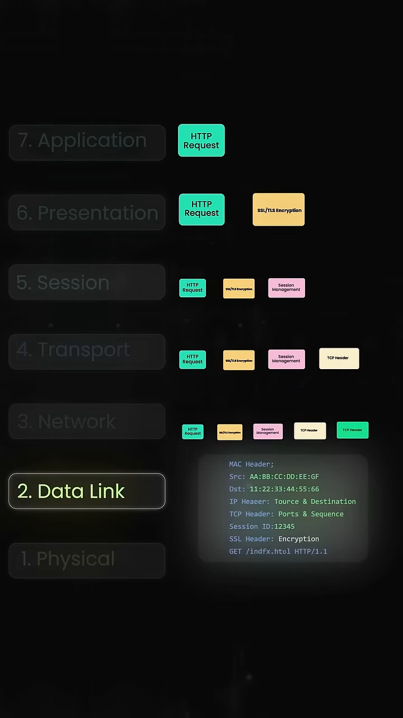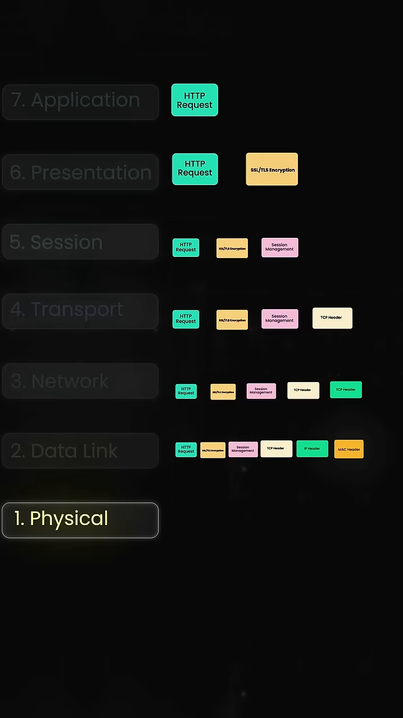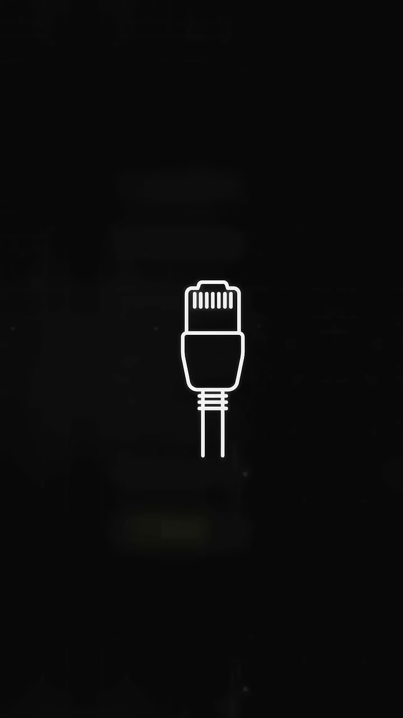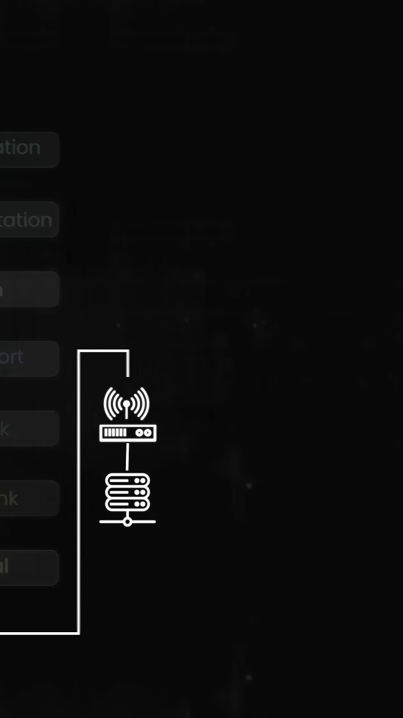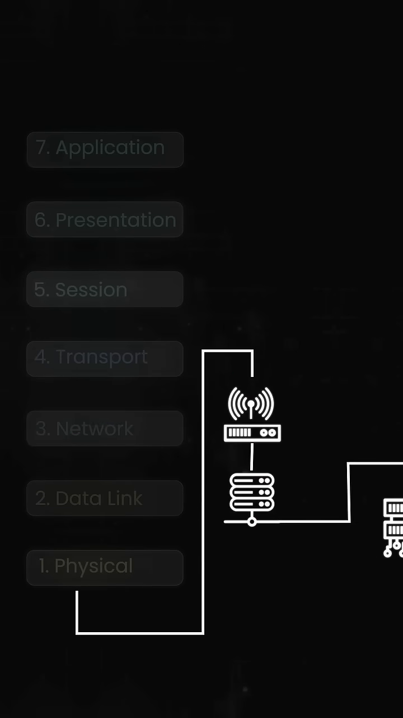Layer 2 adds MAC addressing for local network delivery. Finally, Layer 1 converts everything to electrical signals that travel through your Ethernet cable or Wi-Fi radio waves. It travels across the internet through routers that read Layer 3, switches that read Layer 2, and finally reaches the web server. The web server receives your packet and processes it in reverse order.